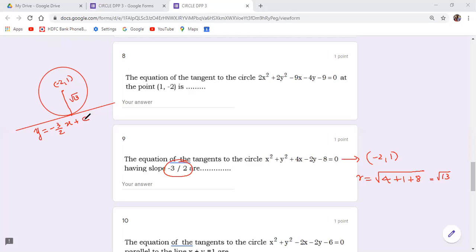All of you agree with this? Equation of tangent. Yes, sir. The equation of any line with slope minus 3 by 2 will be y equal to minus 3 by 2 x plus c, that is, y equal to mx plus c. Correct.